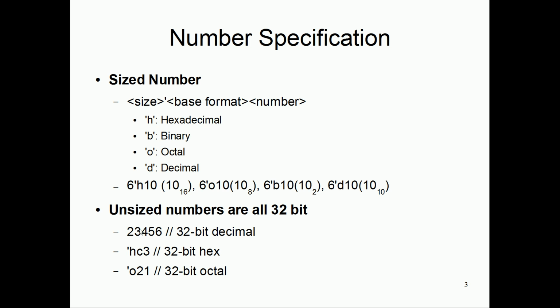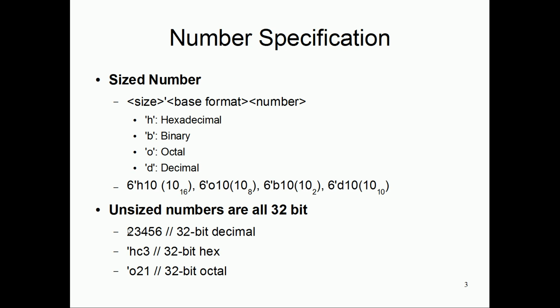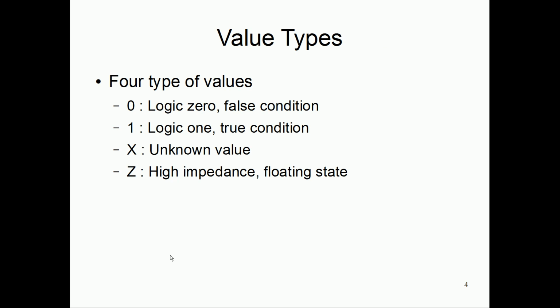Now for unsigned numbers, as I mentioned, if we don't specify anything like size or the base format, it assumes a 32-bit decimal. If we don't specify the size in hex, it is 32 bits, and also octal, and so on and so forth. For binary, it's 32-bit binary.